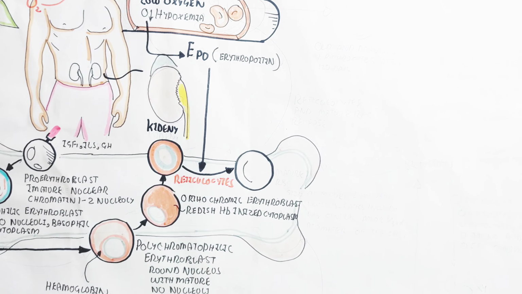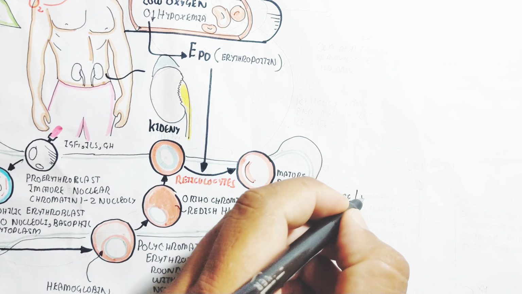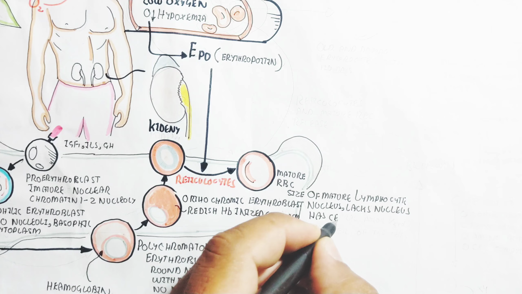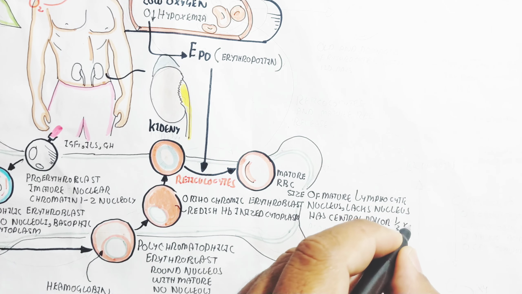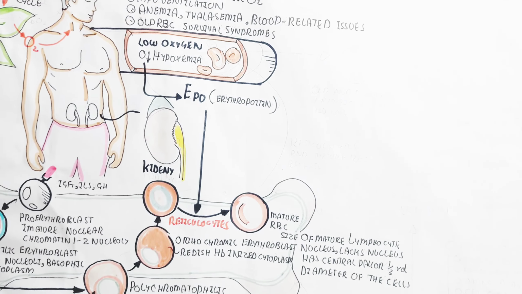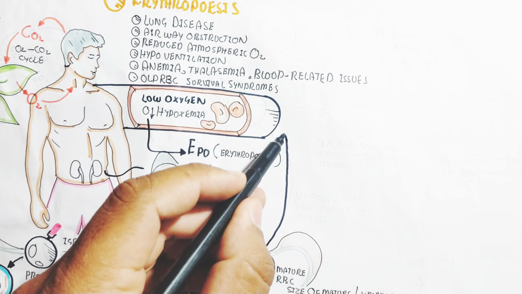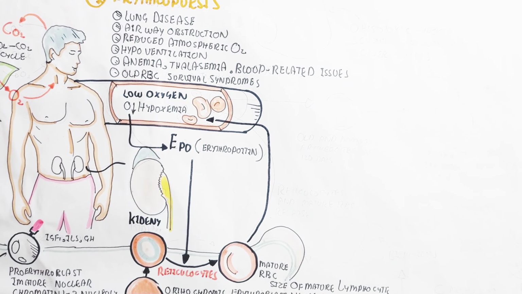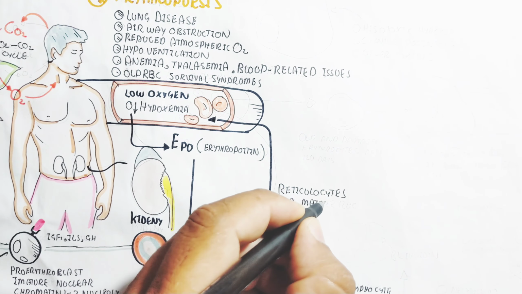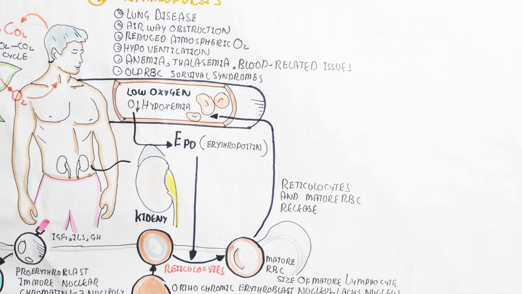In the next step, the orthochromic erythroblast becomes a reticulocyte. This reticulocyte is activated by the erythropoietin protein to form a mature RBC. It can mature in the bone or in the blood circulatory system. So remember, the reticulocyte and the mature RBC are released into the blood circulatory system to become mature and more functional to transport oxygen.